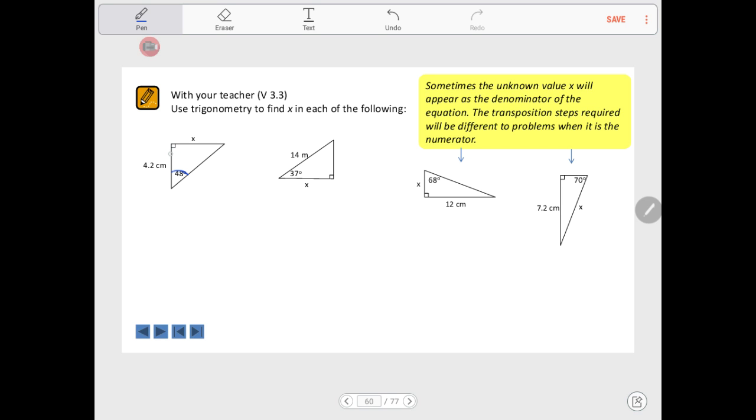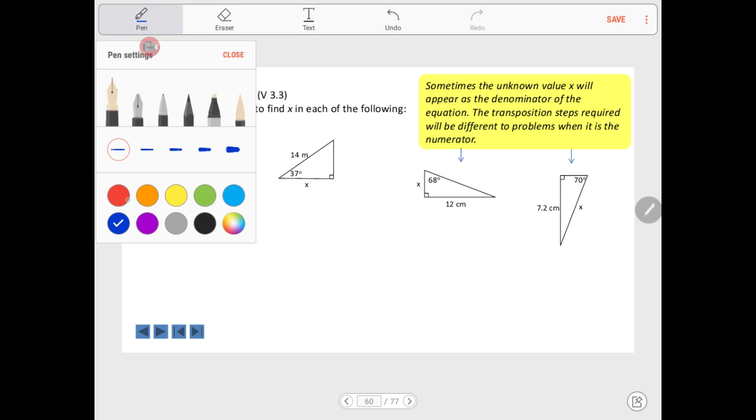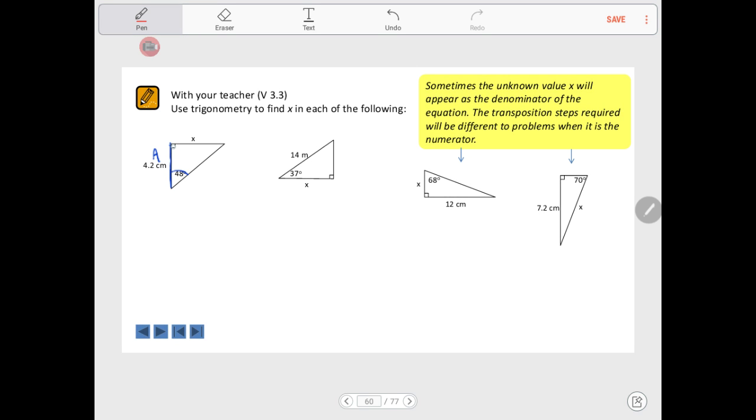Okay, so here we have this side length here running alongside the angle. That's the adjacent side. I'm going to mark it with an A. And here, this must be our opposite side. It's on the opposite side to the angle. The side that's not involved here is the hypotenuse. We don't care about that at all.